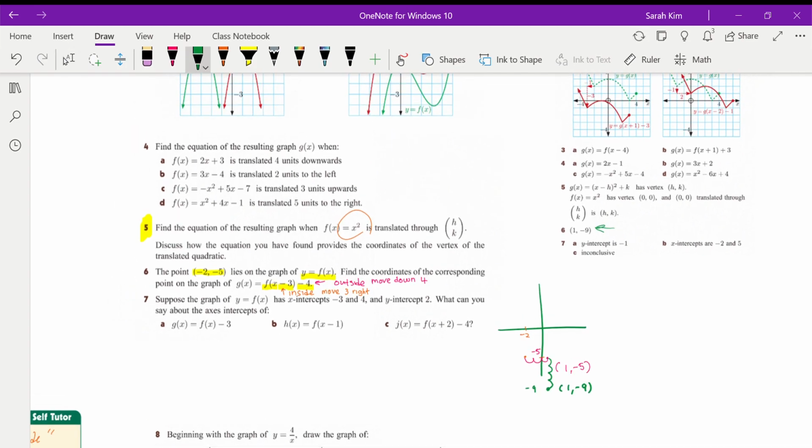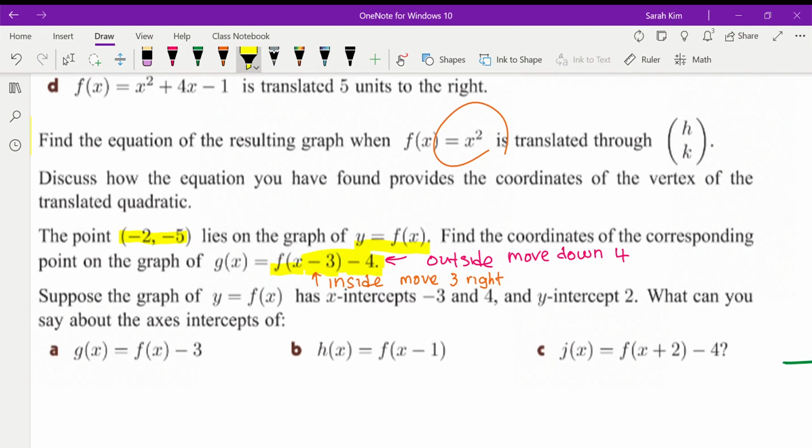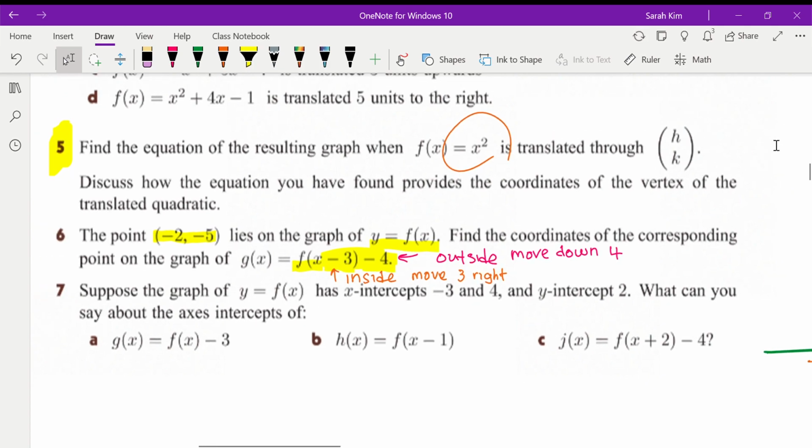There we go. Done. So it's really about understanding what these two different numbers do. And you should be able to tell me if it's moving upwards by how many or downwards, or moving left or right and by how many. So you need to be really understanding what 3F.1 is about.